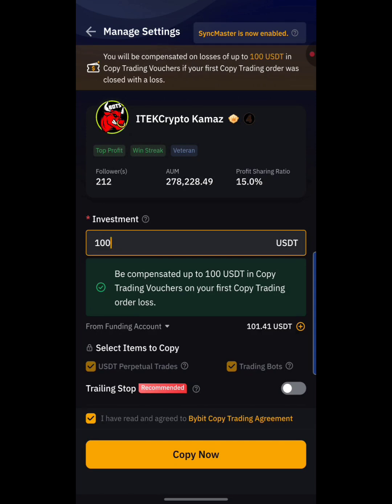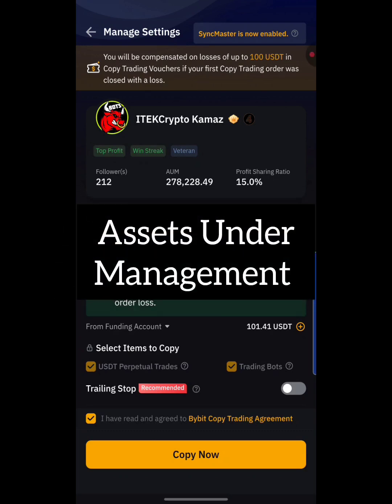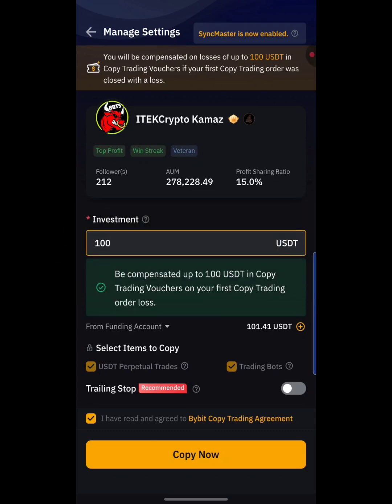All right, so as you can see, it says that this trader has about 212 persons currently following him right now. And as you can see, the AUM right here is actually 278,228.49 USDT. Okay, so AUM right here actually means assets under management. All right, so this is basically the asset that this trader is currently managing in his portfolio.